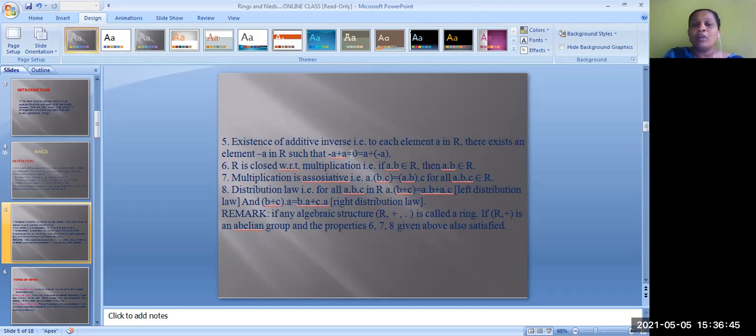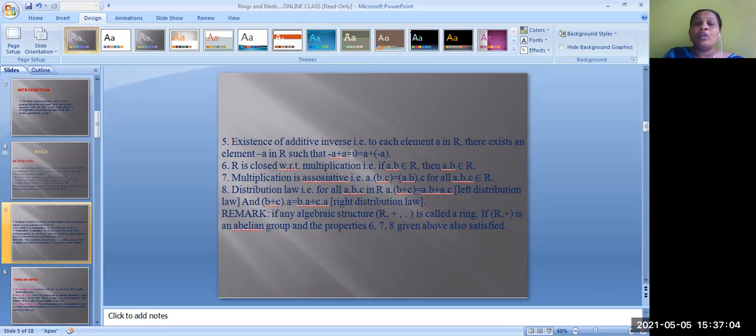So up to here we have satisfied 5 properties: closure property, associative property, identity property, inverse property, and commutative property. In these properties, we are using only addition, that is only one binary operation.